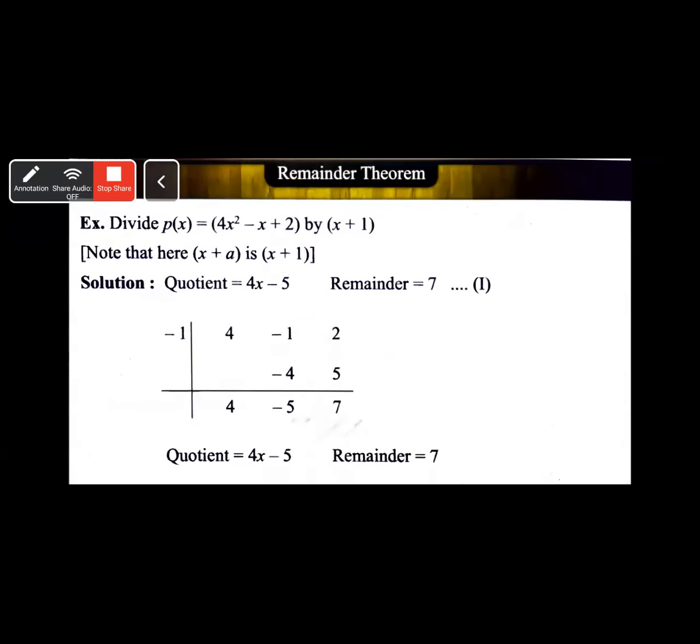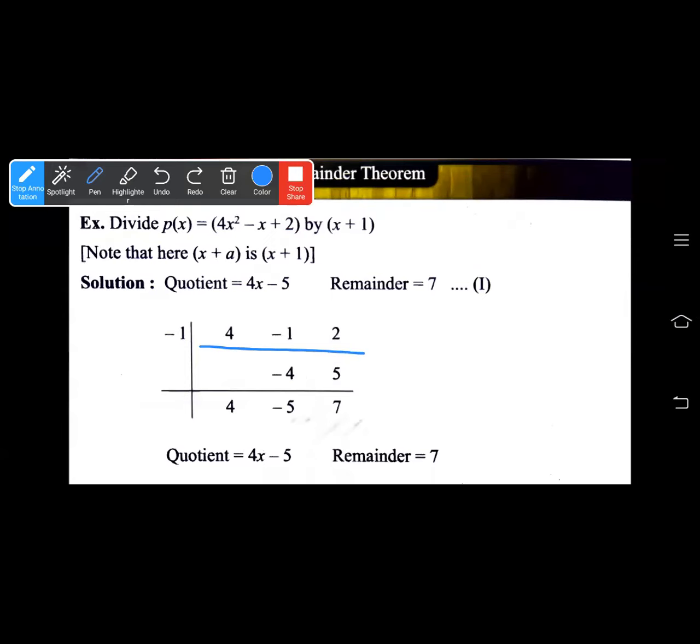You can see over here 4, minus 1, 2 is written in the first row and this minus 1 on the left side of the vertical line. Then 4 is rewritten as it is in the third row. 4 multiplied by minus 1 is minus 4, which is written under minus 1. Minus 1 minus 4 is minus 5. Minus 5 multiplied by minus 1 is plus 5. Then 2 plus 5 is 7.